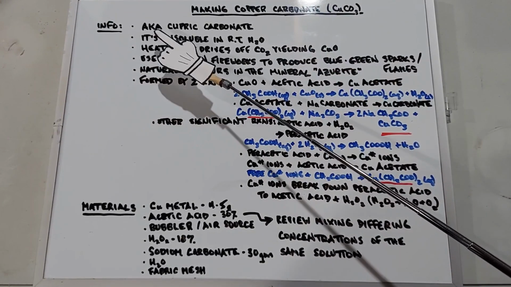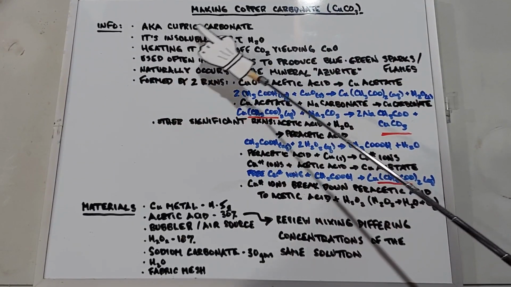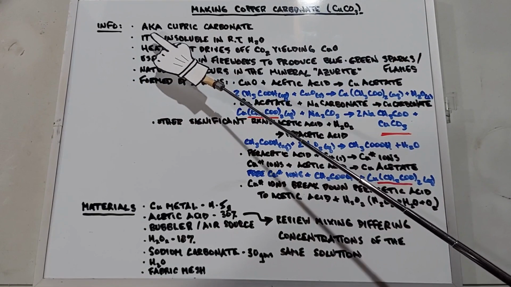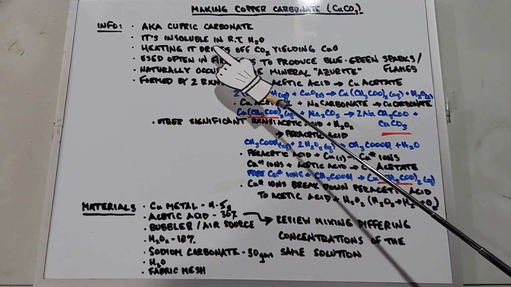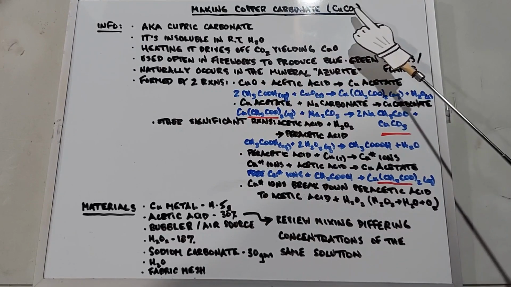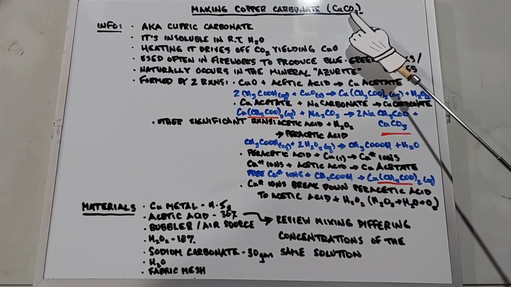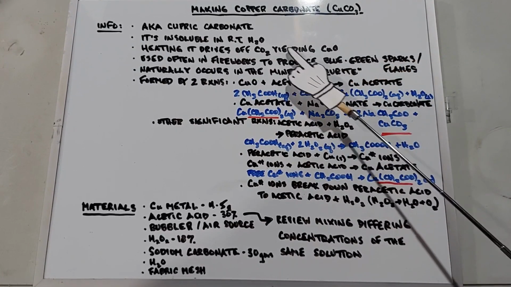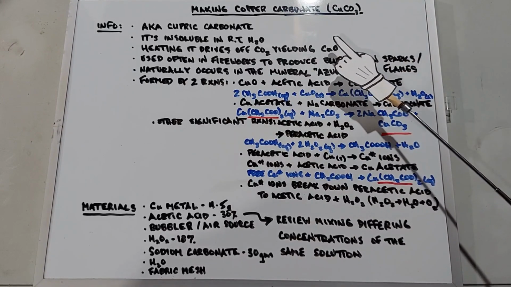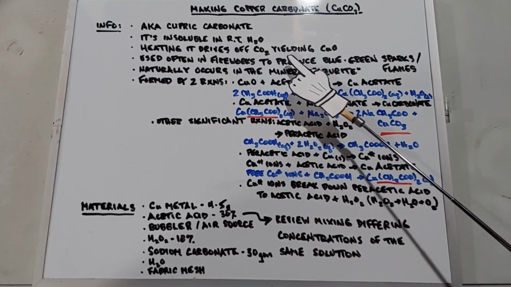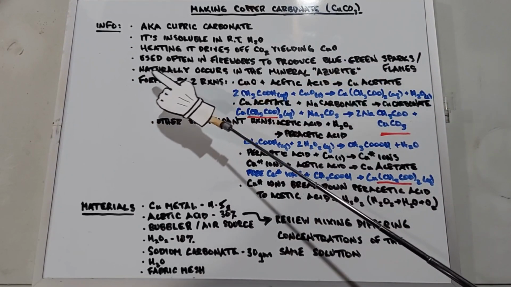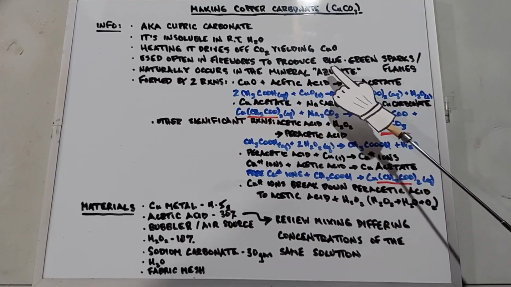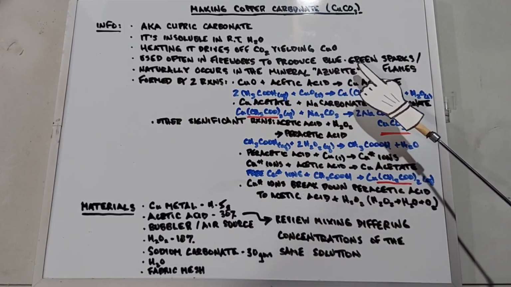Some information about this: it's also known as cupric carbonate. Copper carbonate is insoluble in room temperature water. Heating it drives off carbon dioxide. You can see it's a CO3, so CO2 would be driven off. You're left with one oxygen, so it yields copper oxide. And again, it's used often in fireworks to produce a blue-green spark and or flame. It also occurs naturally in the mineral azurite, or also known as malachite.